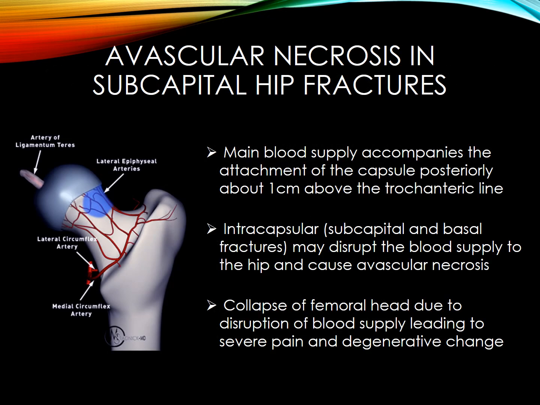It's important because, as we discussed when we were talking about the anatomy, the main blood supply comes up underneath the capsule, and it's the only blood supply to the femoral head. So if you have a subcapital fracture, you're interrupting the blood supply. There's no other blood supply coming in, and so the femoral head can lose its blood supply and develop avascular necrosis and collapse down.